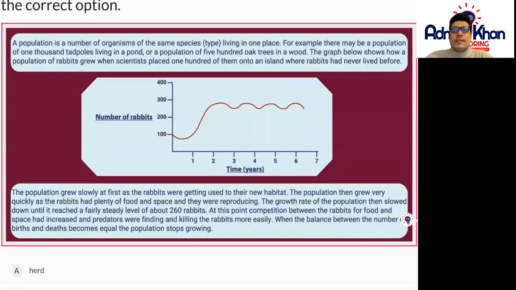So let's have a read of this together. Population is a number of organisms of the same species or types living in one place. For example, there may be a population of 1,000 tadpoles living in a pond, or a population of 500 oak trees in some woods. The graph below shows how a population of rabbits grew when scientists placed 100 of them onto an island where rabbits had never lived before.